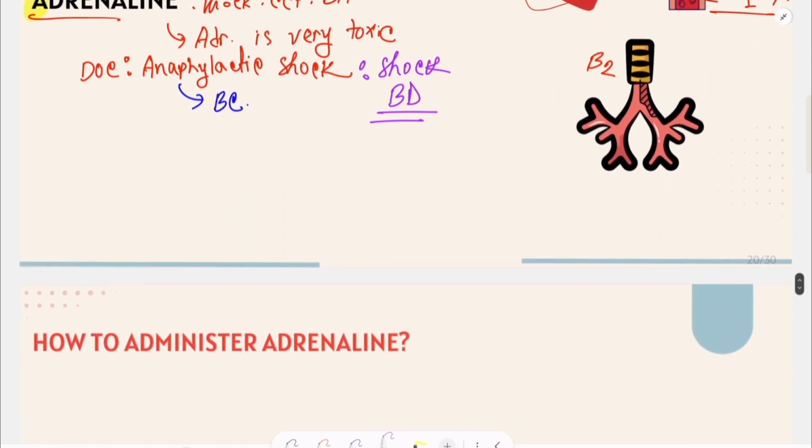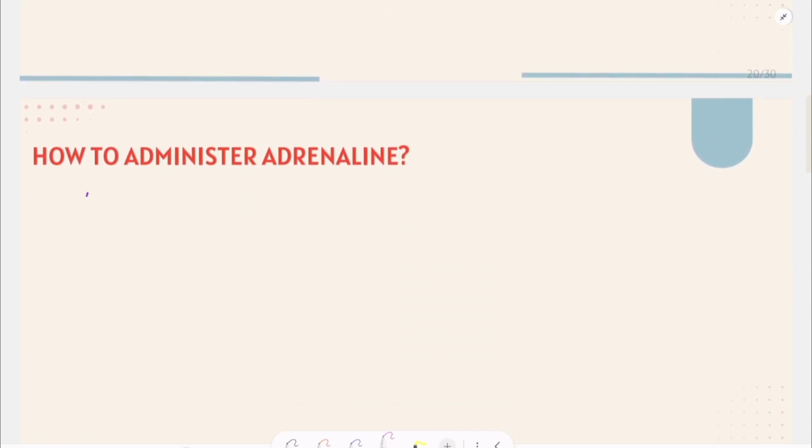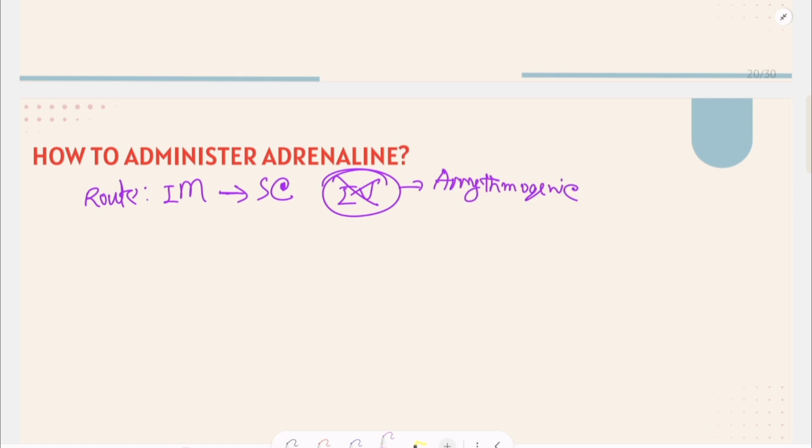Now, for administration of adrenaline, the route of choice is intramuscular. If intramuscular is not given in the options, you can mark subcutaneous. But remember, IV should never be the answer because intravenous adrenaline is highly arrhythmogenic. It can lead to death of the person. The route of choice for adrenaline is intramuscular. If not in the options, then it will be subcutaneous.